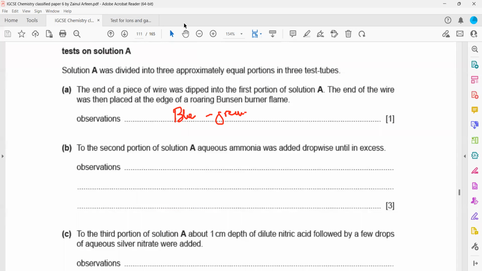Then to the second portion, aqueous ammonia was added dropwise until in excess. So first, when we add aqueous ammonia, we will get a light blue precipitate, which dissolves to give a royal blue solution. So you can say blue PPT first, which dissolves to give royal blue solution or inky blue solution.